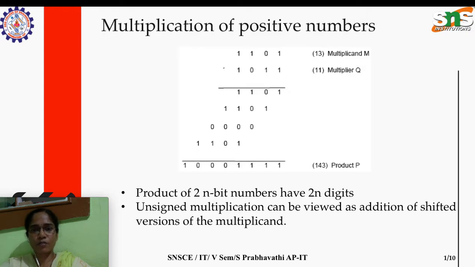Is it not? So this is 4-bit and this is also 4-bit. And see the result. The result we receive is an 8-bit number. So generally, the product of two n-bit numbers will have 2n digits as the result. Unsigned multiplication can be viewed as addition of shifted versions of the multiplicand. Here unsigned means positive numbers. So multiplication of positive numbers is nothing but repeated addition of shifted versions.